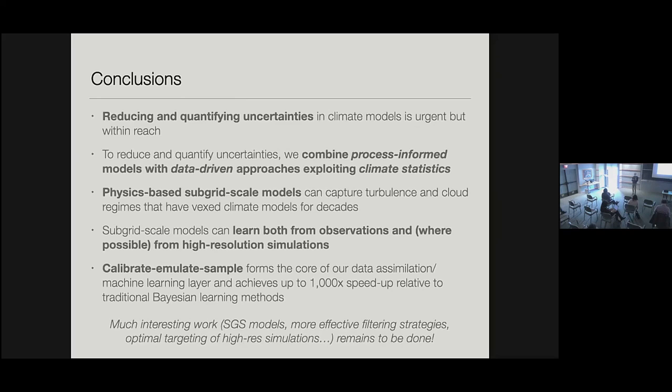So within the context of the CES algorithm, you can ask optimality questions. What is the maximum information gain in space and time, and target it that way? We haven't actually done that for what I showed you here.